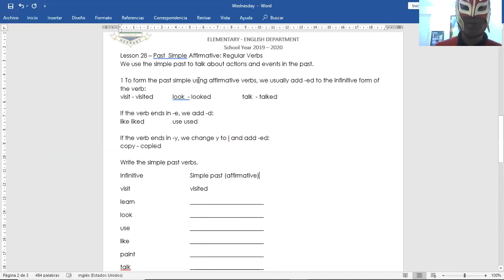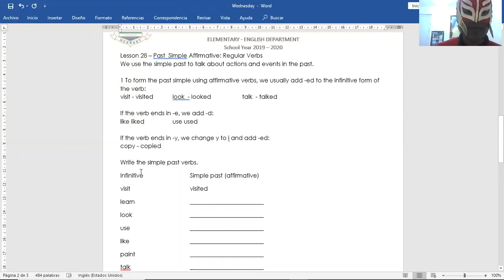To form the past simple using affirmative verbs, we usually add ed to the infinitive form of the verb. Example, visit, visited. Look, looked. Talk, talked. If the verb ends in e, we add d. For example, like, liked, only with d. Use, used, only with d in the past simple. Now, if the verb ends in y, we change y to i and add ed. For example, copy, copied. Okay?